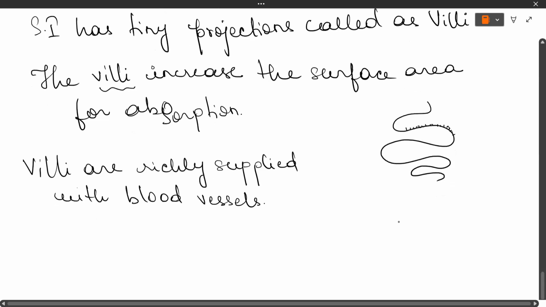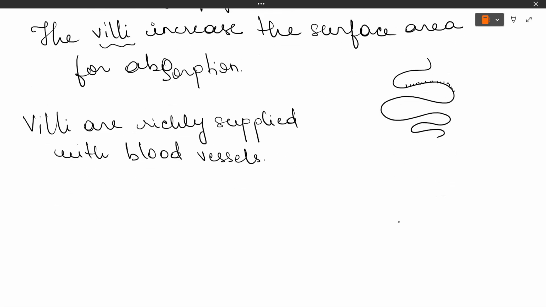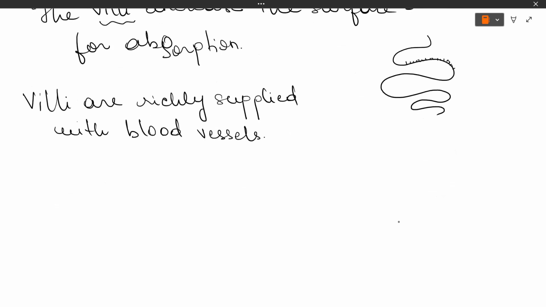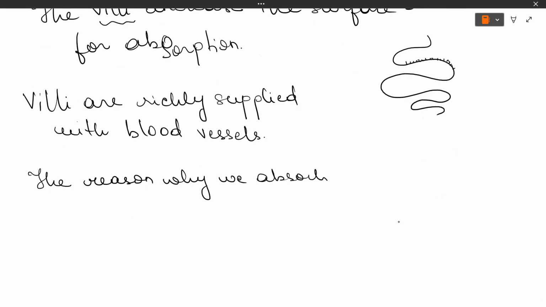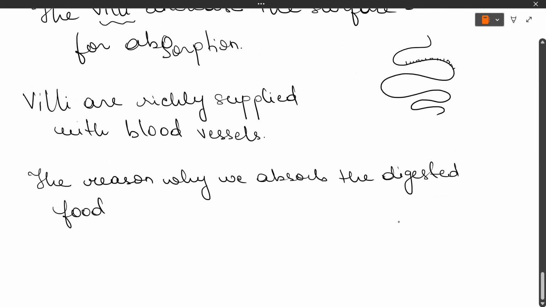Also, apart from absorbing, first of all, let us note it down. You can say that the reason why we absorb the nutrients, or the reason why we absorb the digested food, is to get the energy, like how you told me.